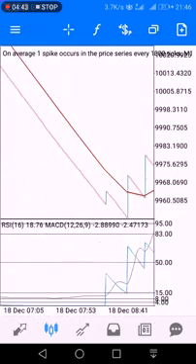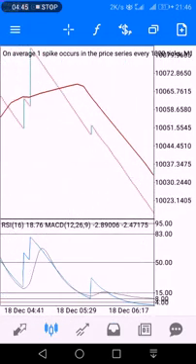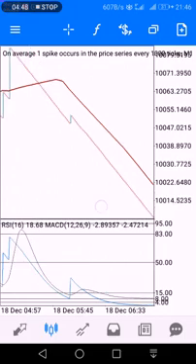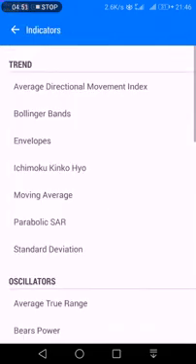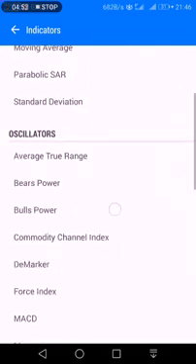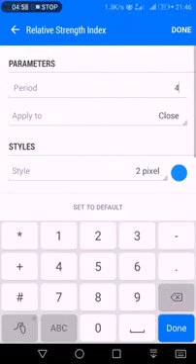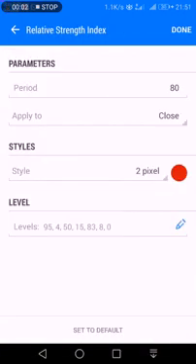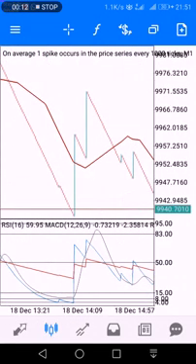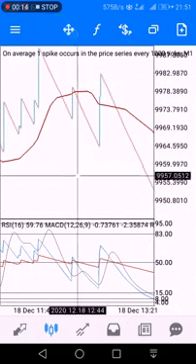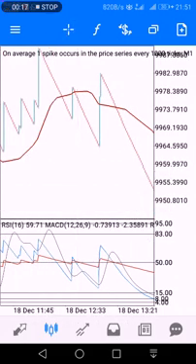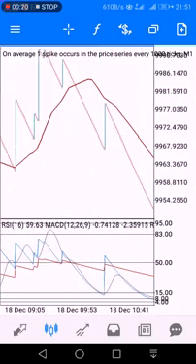So for spikes, of course, how we catch spikes is I will add my relative strength index period 80, not 40. So this is how it works. For the spikes, we are going to be using period 80 to catch very long spikes.